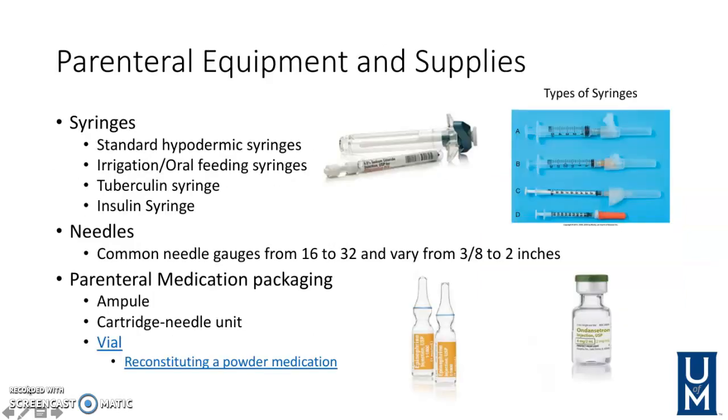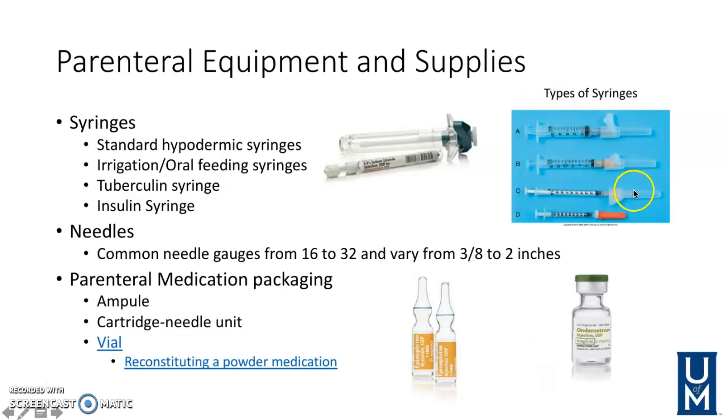So our supplies, these are the things that we need to use to administer parenteral medications. So we have syringes. They're standard hypodermic syringes. You'll see here some examples, and I'll show you these when you come to do skills as well. There are irrigation or oral feeding syringes. These are much larger. Tuberculin syringes or insulin syringes, those would be here. This is an insulin syringe. You can often tell these by their orange cap. And they have units on them. That's their unit of measurement, is in units, whereas you'll see these other hypodermic needles are actually in milliliters.